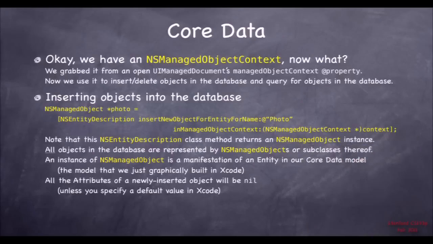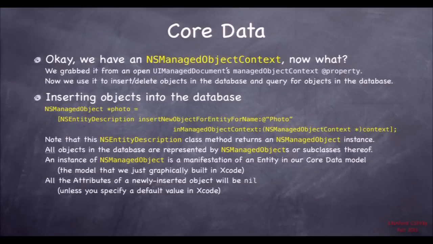So let's start with inserting objects in the database, because until we have some objects in there, we can't really do anything. And we do that with a method in NSEntityDescription. In iOS 5, there's actually other API, like in NSManagedObjectContext, to do this. But we're going to do this using the NSEntityDescription class method called insertNewObjectForEntityForName:inManagedObjectContext:. Okay, so this is a class method.